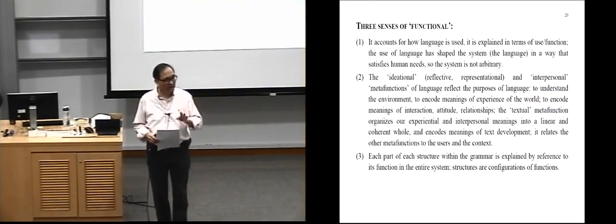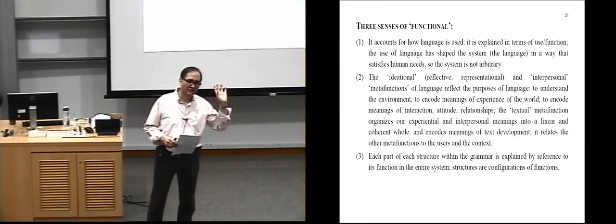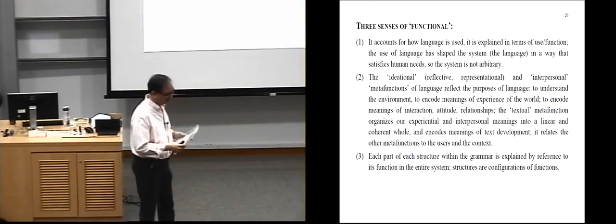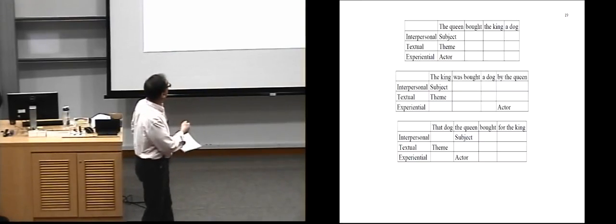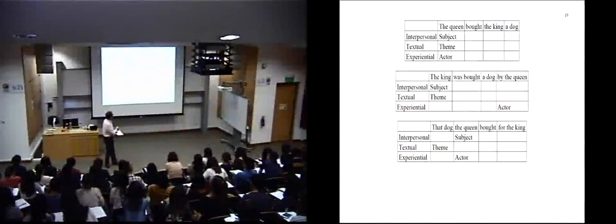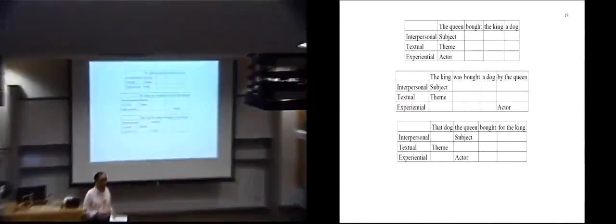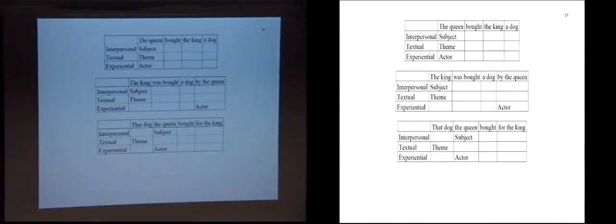So for now, all I just want you to get is the idea that the same word, like queen, can appear in different metafunctions with different structures, different functions, and that can be manipulated so that the same element can, depending on how the words are put together, have different functions. And so we need to look at that.